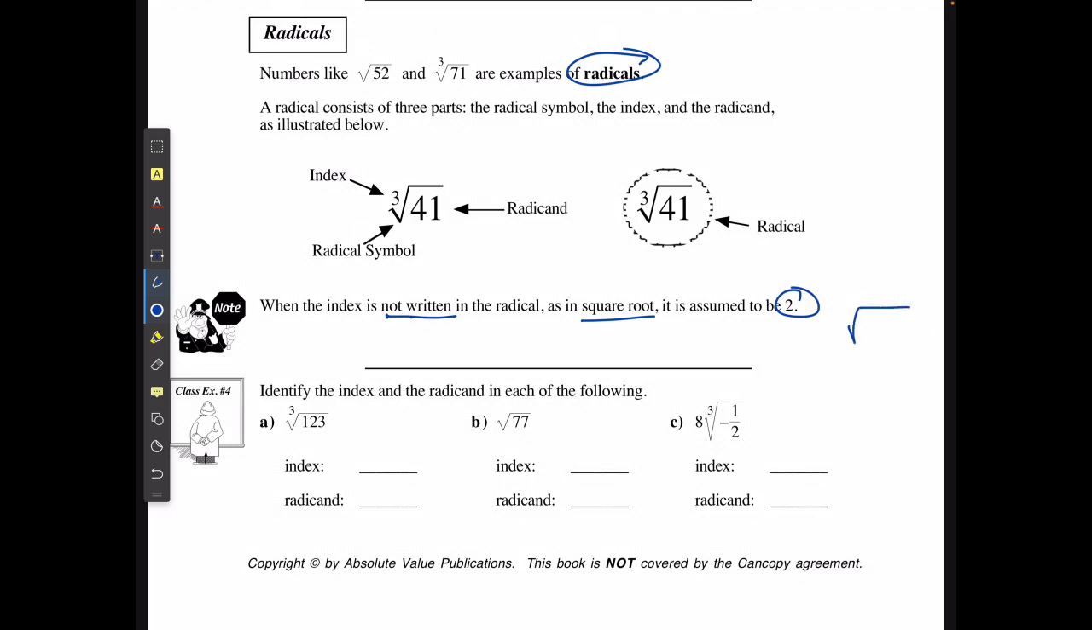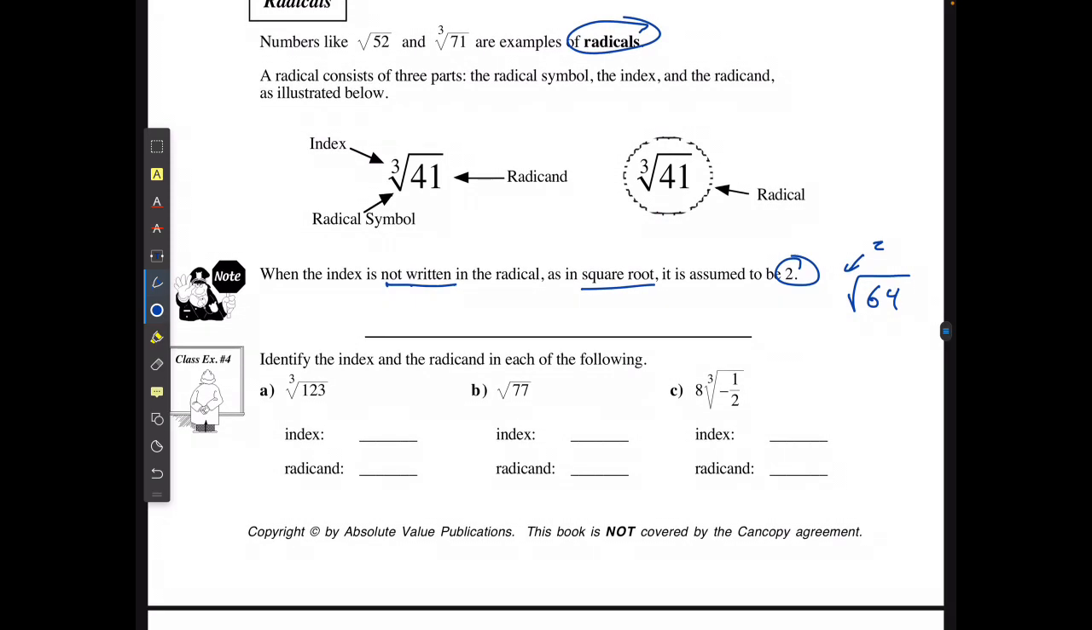So anytime we have something like this, there's actually just an imaginary 2 in the index there. So if I'm identifying the index and the radicand, well, this has an index of 3 and a radicand of 123. Here it doesn't say anything, so it has an index of 2 and a radicand of 77. And here I have an index of 3 and a radicand of negative 1/2. That 8 on the outside is just a coefficient.